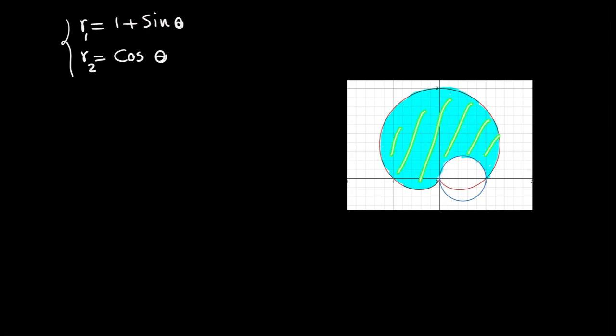So you see that some part is in the first quadrant, and in the first quadrant we have the graph of r1 and r2, both of them. And if you look, when theta is increasing from 0 to pi half, always r1, the radius of 1 plus sine, is greater than r2. So when theta is between 0 and pi half in the first quadrant, r1 always is greater than r2.